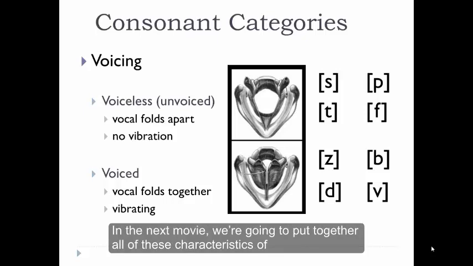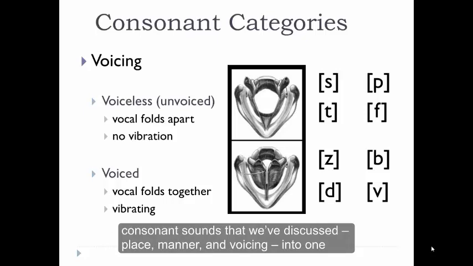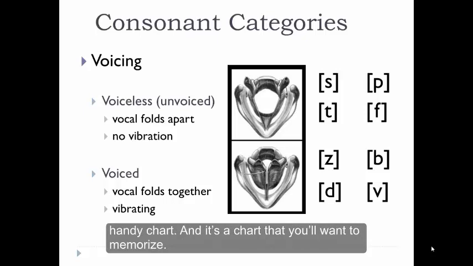Now, in the next movie, we're going to put together all of these characteristics of consonant sounds that we've discussed, place, manner, and voicing, into one handy chart, and it's a chart that you'll want to memorize.